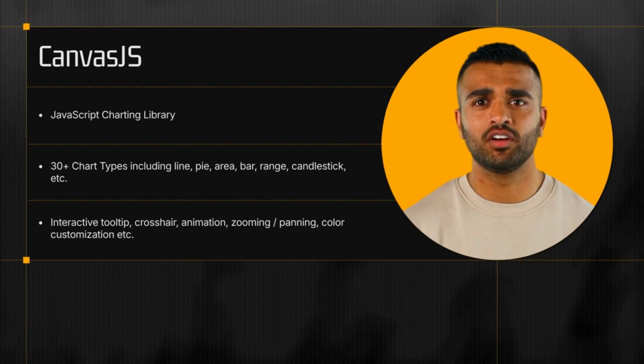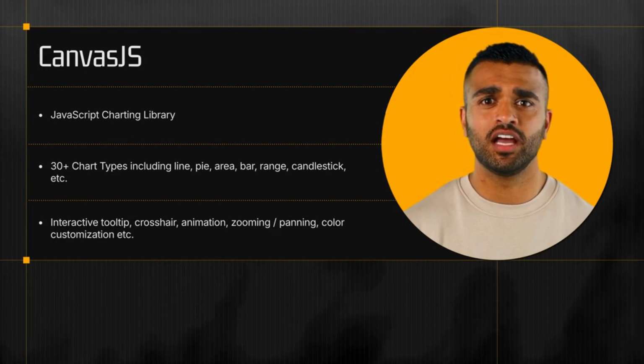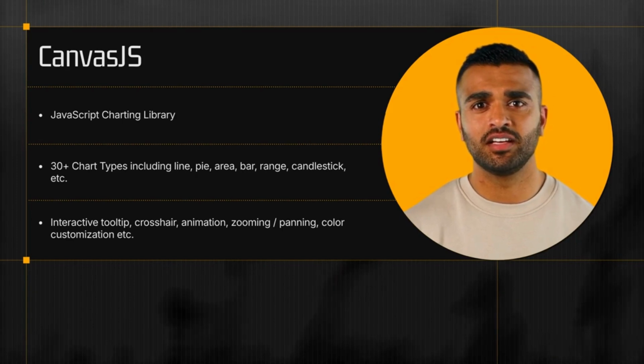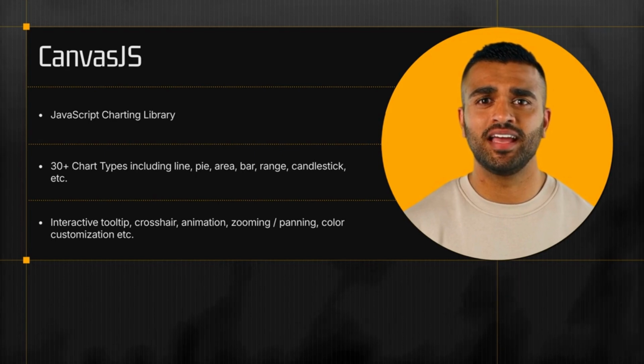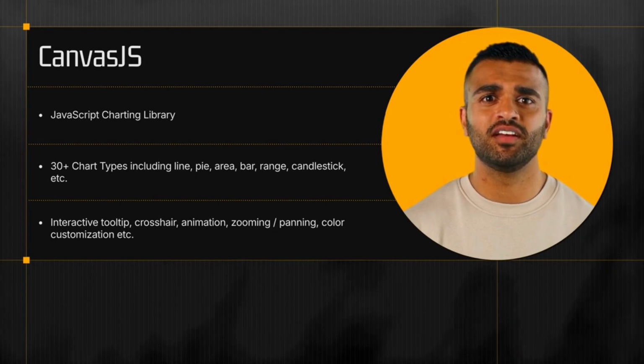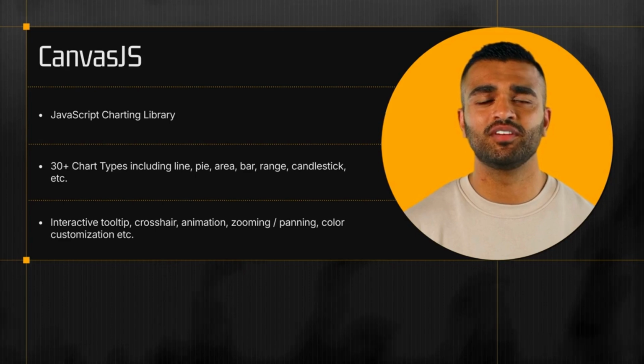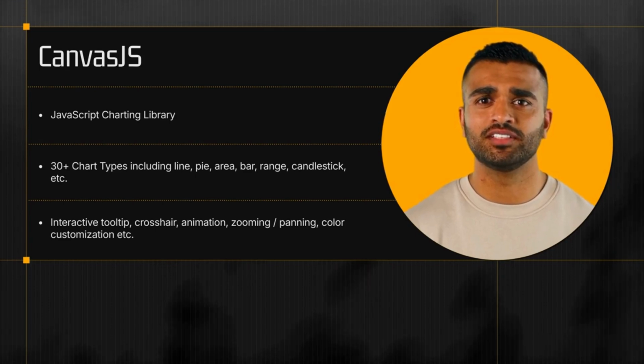CanvasJS is a JavaScript charting library that supports 30+ chart types including line, pie, area, bar, range, candlestick, etc. It supports features like interactive tooltip, crosshair, animation, zooming, panning, and more. Explore more options available from their documentation and make your visualization better. Let's get started with a simple example.